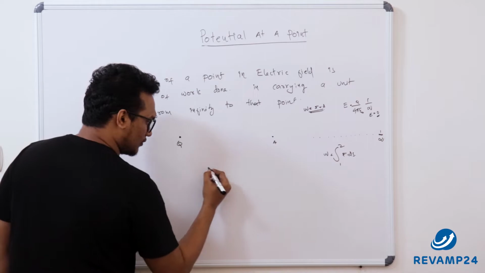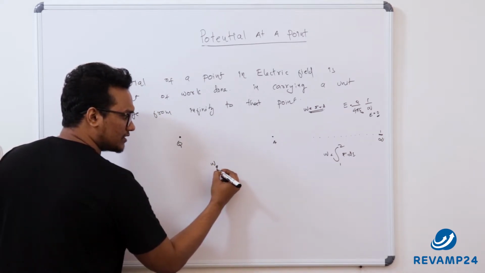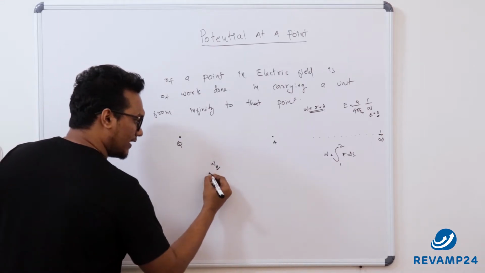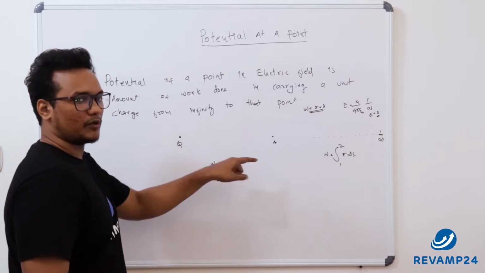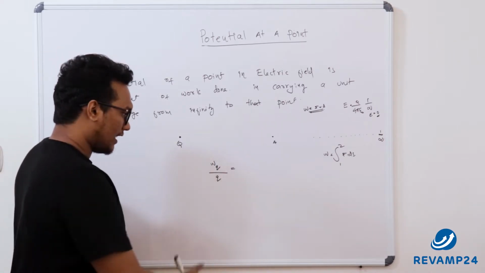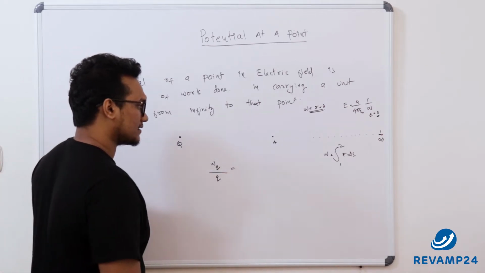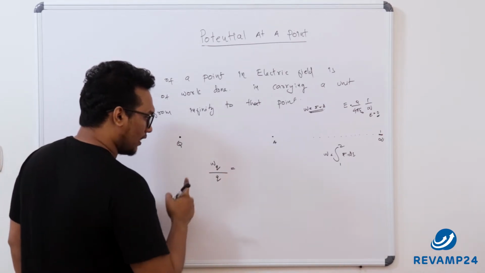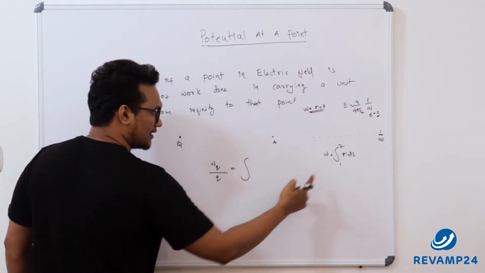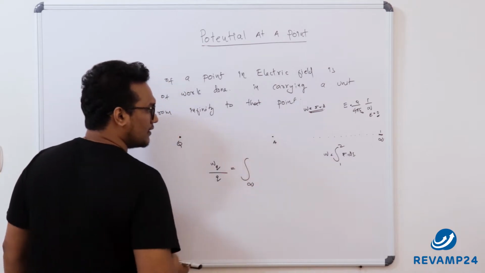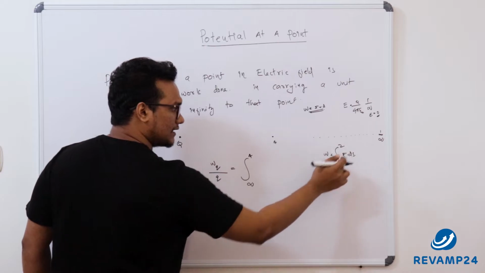Now work done is equal to, so we are going to find the work for a charge q. After that we will divide it by q, so that we will get the value of potential. When we divide by q, we get it for a unit test charge, a unit positive charge. Now the work from infinity to A will be an integral. What is the first position? Infinity. What is the next position? A. And how will we get the force?